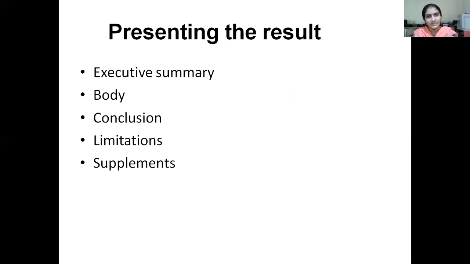There are also various other tools which can be used for analyzing the data. Then comes presenting the result. The final step in this research project process is presenting the result in the form of a report. It can be in the form of an executive summary, then the body, conclusions, limitations of the study, and then supplements would also be part of the result.